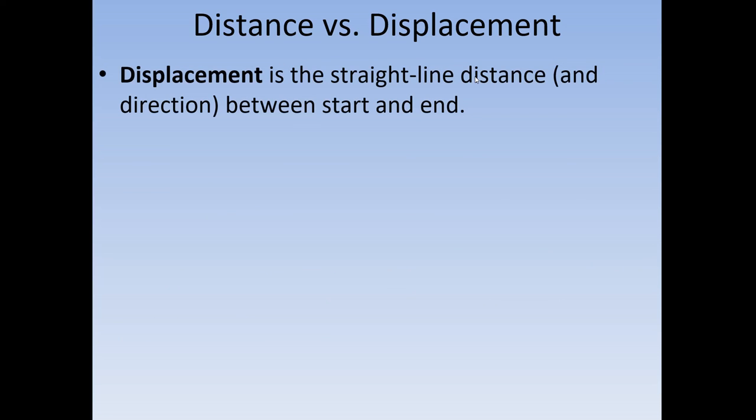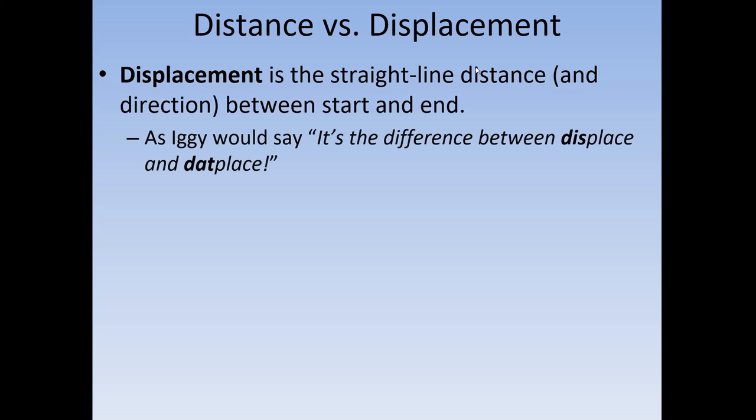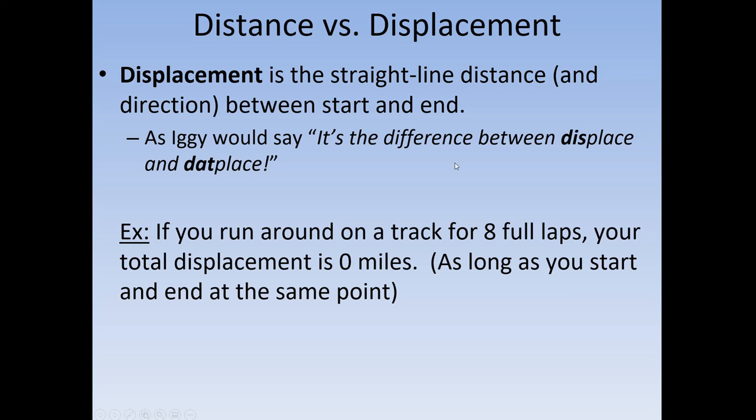In this class, distance and displacement are both going to be measured in meters. Those are the standard fundamental units. All right, so compare distance with displacement. Displacement is actually the straight line distance and direction between where you start and where you end. So going back to the same scenario, if you run around on a track 8 times, your total displacement actually ends up being zero because you're going to start and end at the same spot.